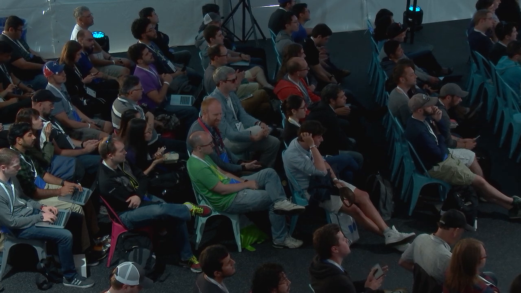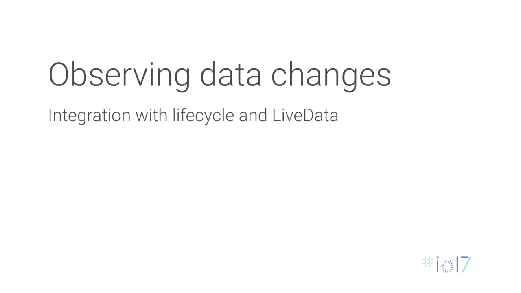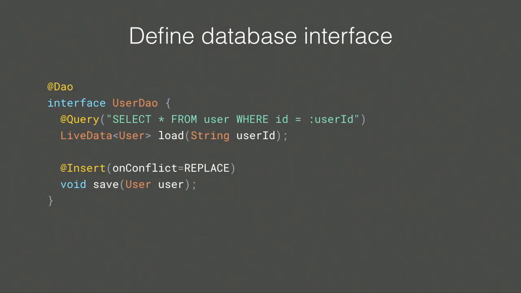So let's see an example of how Room integrates with the lifecycle-aware parts of architecture components. We're going to start with a simple database interface. It has one method to load the data for a specific user, and one method to save the data. The first time it's going to be a simple insert, and then as the data changes, it's going to be an update or replace. As you can see here, instead of returning the user object directly in our load method, we're returning a LiveData that wraps the information about this user.